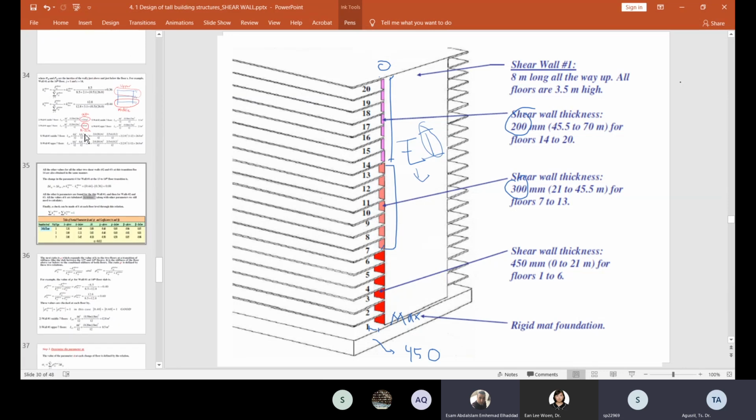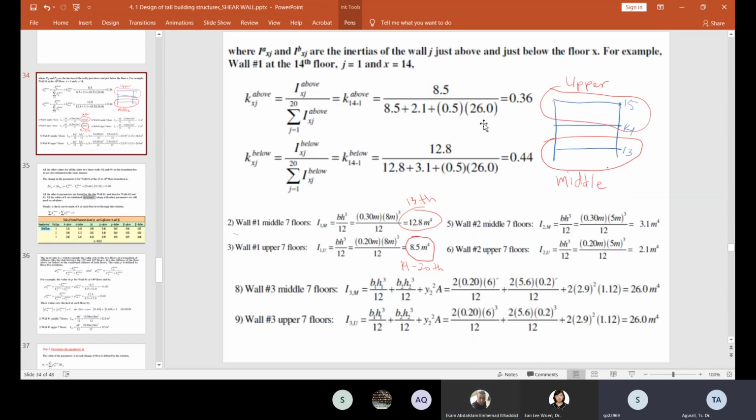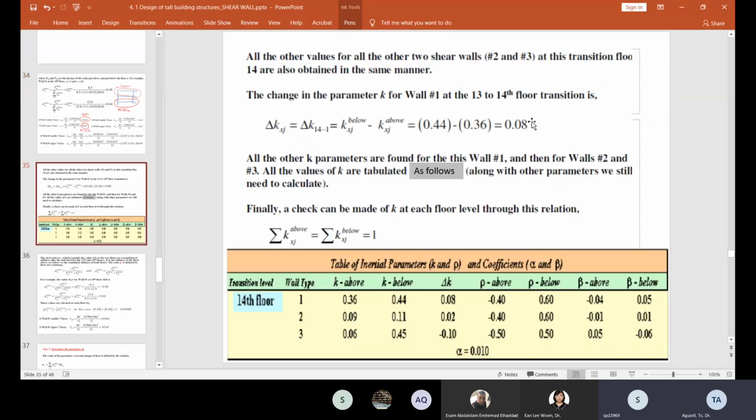Okay. So from here we have the K above and K below for level 14: 0.36 and 0.44. You can see here we already have in this table the K above 0.36 and 0.44, but this is for wall 1. For wall 2 and wall 3 you can calculate by yourself, but the result is already here in the table.